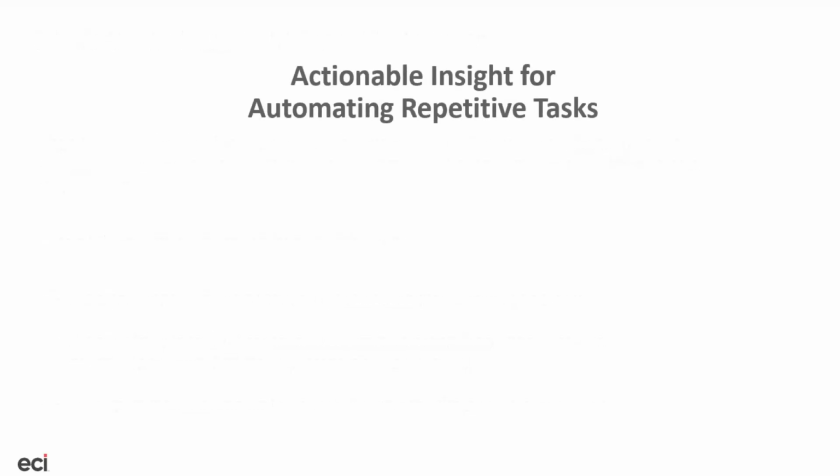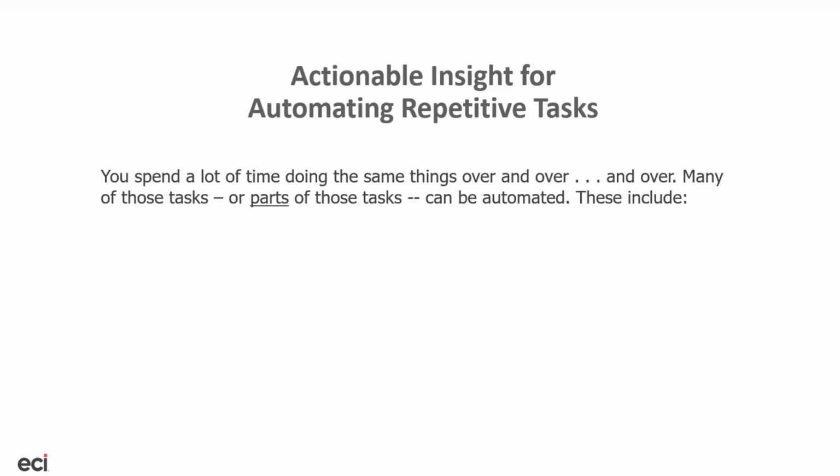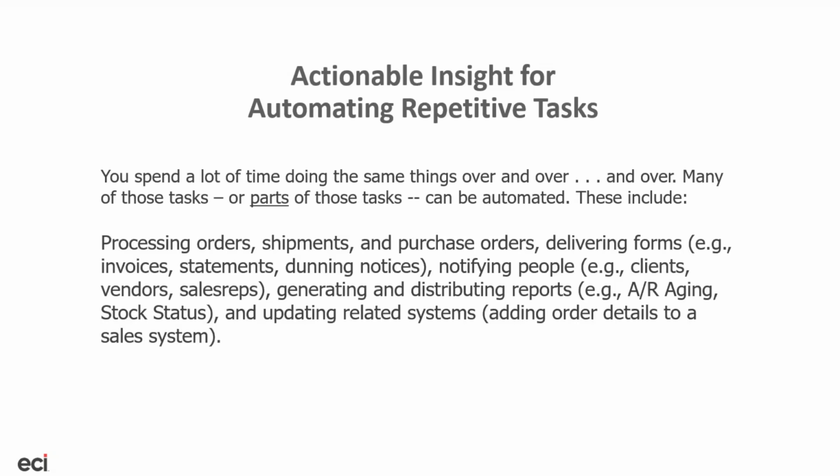Okay, so let's start off by talking about Sage Alerts and Workflow and how it provides actionable insight for automating repetitive tasks. Now, I already mentioned what some of these tasks are: processing orders, doing invoicing, sending shipment confirmations, notifying clients about shipments that are going to be delayed, about invoices that are coming due or past due, automatically generating and delivering reports, etc. There are a lot of these tasks.